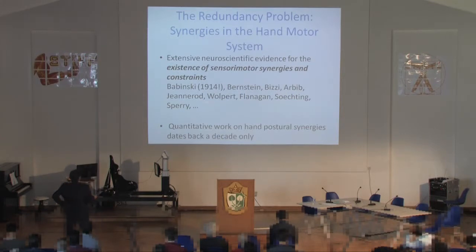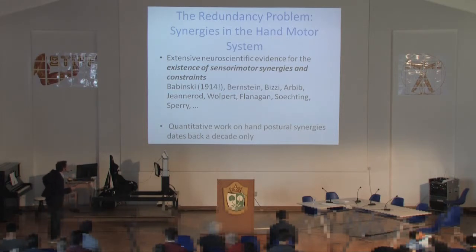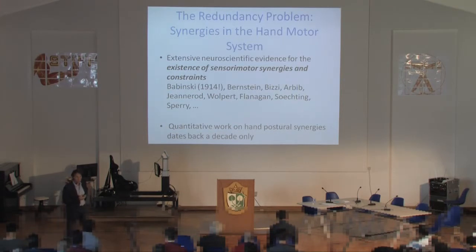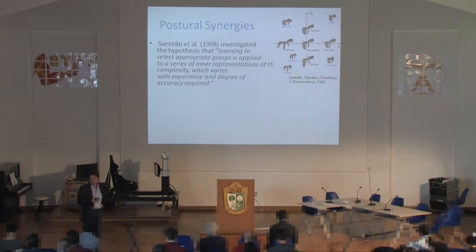That goes back to Babinski, the French researcher, and then great work done by Bernstein in Russia, and Emilio Bicchi and his group, and so on and so forth. There is some quantitative work on hand postural synergies dating back a decade or so, which has been very useful for us to try to address the complexity problem of robot hands.